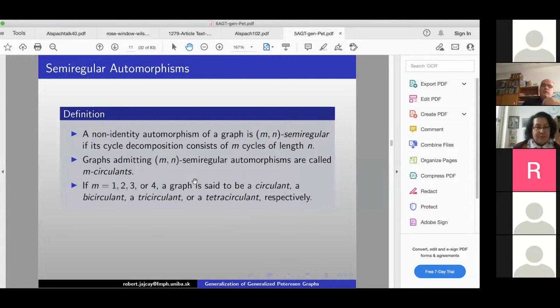Just for the language, bi-, tri-, and tetracirculants, and for one cycle, it's circulants. So this is known, and generalized Petersen graphs are definitely bicirculants. It's absolutely obvious that this rotation around the center of the graph is forming two cycles of length n. I should say clearly that these are not graph cycles necessarily, but cycles of the permutation. The inside doesn't have to be a single cycle, but it's a cycle of the permutation. Okay, so semi-regular automorphisms are out of the way. Generalized Petersen graphs are all bicirculants.